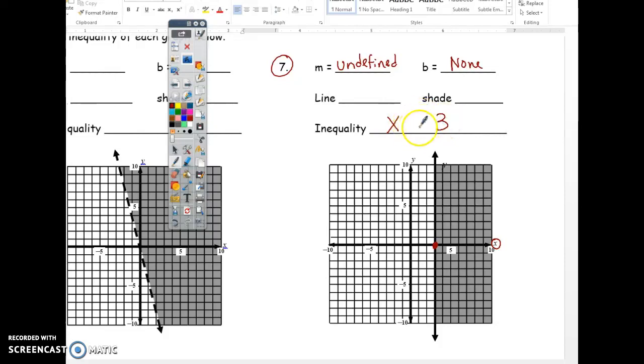But I cannot put equal here because we're shading to the right. All of these are greater than. See, if I go to the right, my numbers get bigger. If I go to the left, my numbers get smaller. So bigger numbers means greater than.